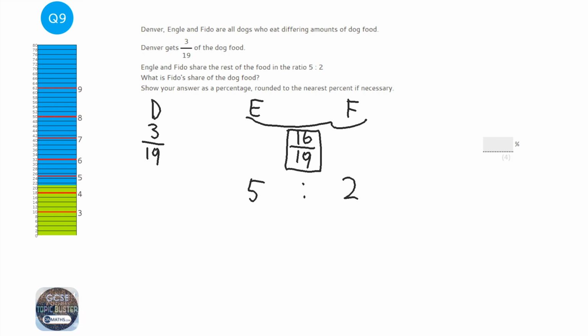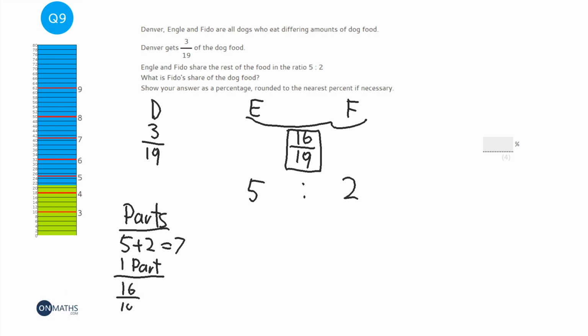So in total, the amount of parts they have is 5 plus 2, which is 7. So there's 7 parts altogether. Okay, and each part, so one part, is going to be worth, well, as a fraction, it's 16/19 divided by 7. So 16/19 on the calculator divided by 7, which gives us 16/133. So that's the fraction of each part.